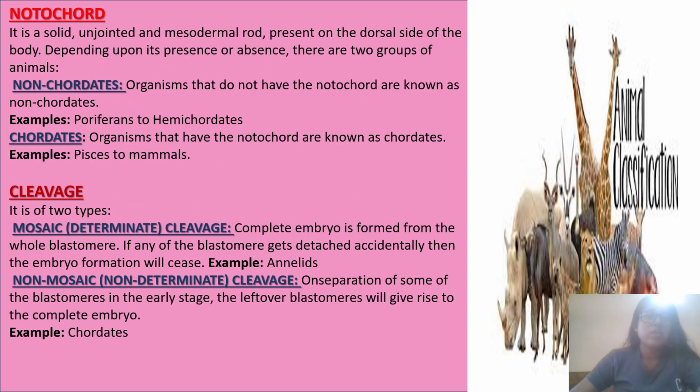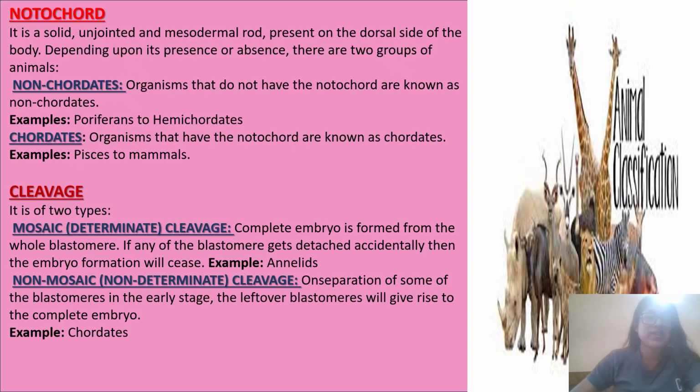Next, notochord. Notochord is a solid, unjointed and mesodermal rod present on the dorsal side of the body. Depending upon its presence or absence, there are two groups of animals, non-chordata and chordata. Organisms that do not have the notochord are known as non-chordates, example Porifera, Hemichordata. Organisms that have the notochord are known as chordates, example fishes to mammals.